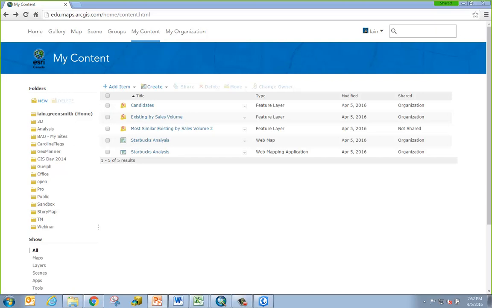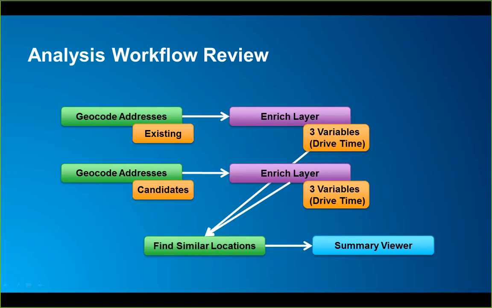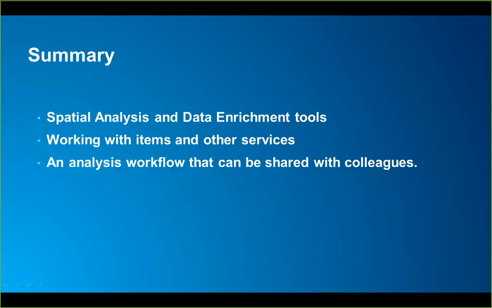So with that, let's wrap up the webinar just by reviewing our workflow one more time. So we started by geocoding our existing and candidate sites and enriching them with variables based on a 3-minute drive time. Then, once we shared our content in ArcGIS Online, we identified a reference location for candidates to be compared to using the Find Similar Locations tool. And then finally, we shared our results through our summary viewer.